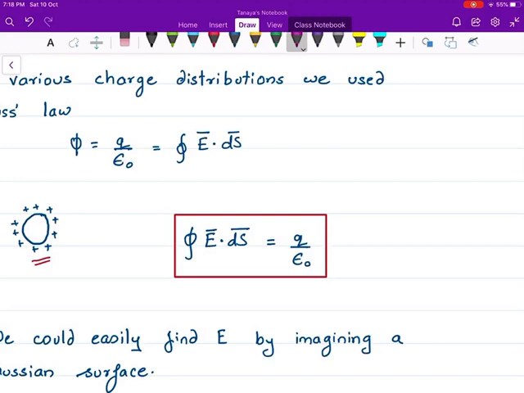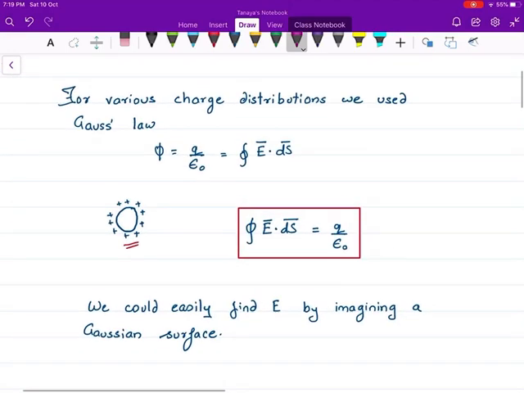While applying the Gauss law, we used to consider a closed Gaussian surface. We found out the electric field intensity at small areas over that surface, and then we integrated over the whole surface. And thus we found that closed integral E dot ds is equal to q upon epsilon naught, where q is the charge enclosed by the Gaussian surface, and epsilon naught is the permittivity of free space.